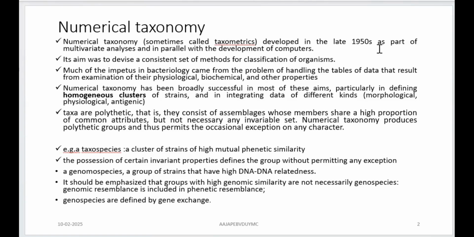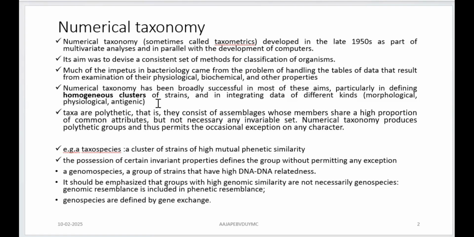So in the 1950s it was talked about as multivariate analysis, and computers were used for analyzing it. Now when it comes to numerical taxonomy, what is the aim? The aim is to devise a set of methods for classifying organisms. So we have different approaches. Till polyphasic we have been talking, but this is one of the earliest approaches, and it has certain advantages and limitations. We will learn all that.